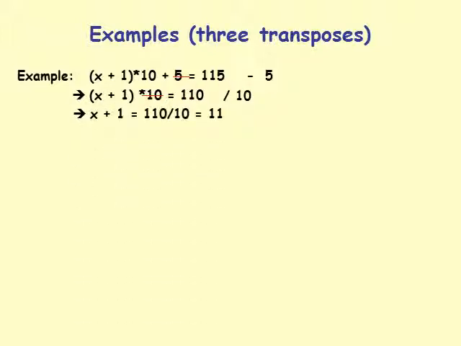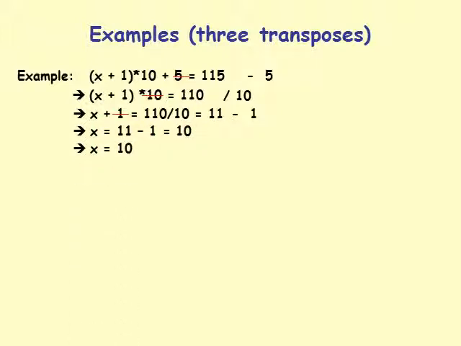That means x plus 1 right here is 110, and 110 divided by 10 is 11. Then we move the added 1 across the equal sign and it becomes minus 1. That means x is 11 minus 1, which is equal to 10. So x is equal to 10.